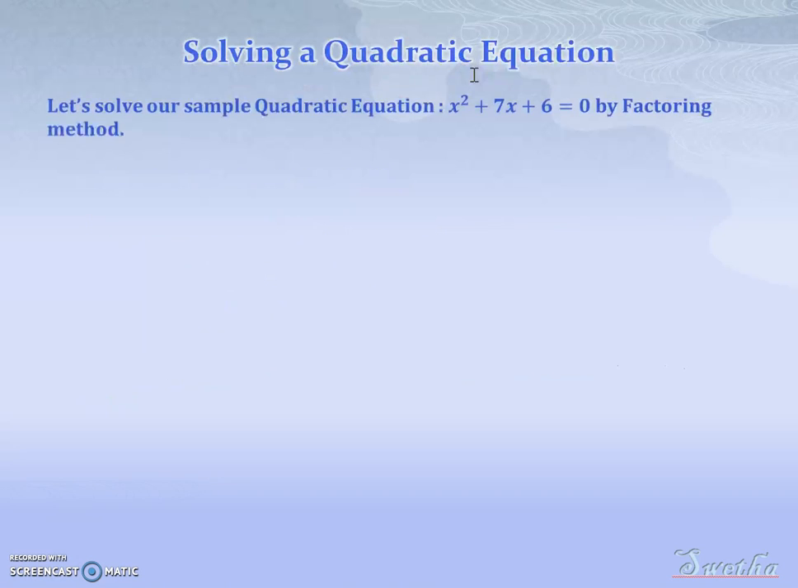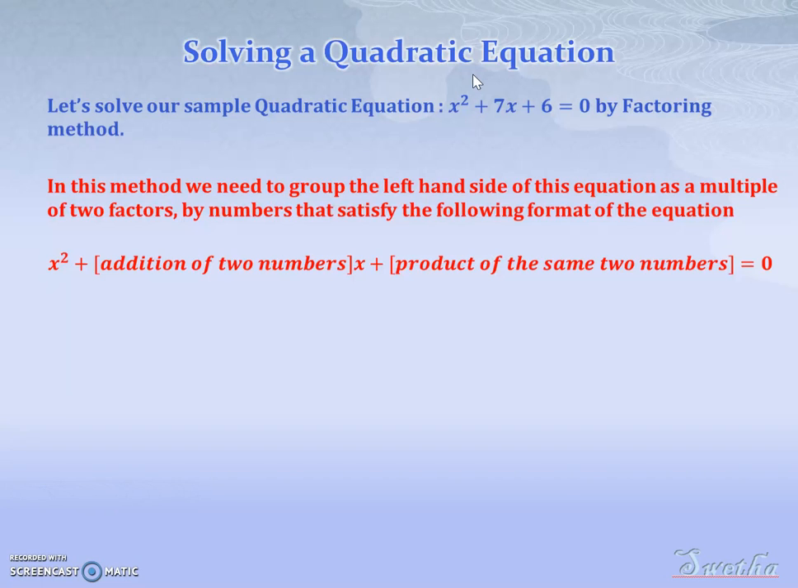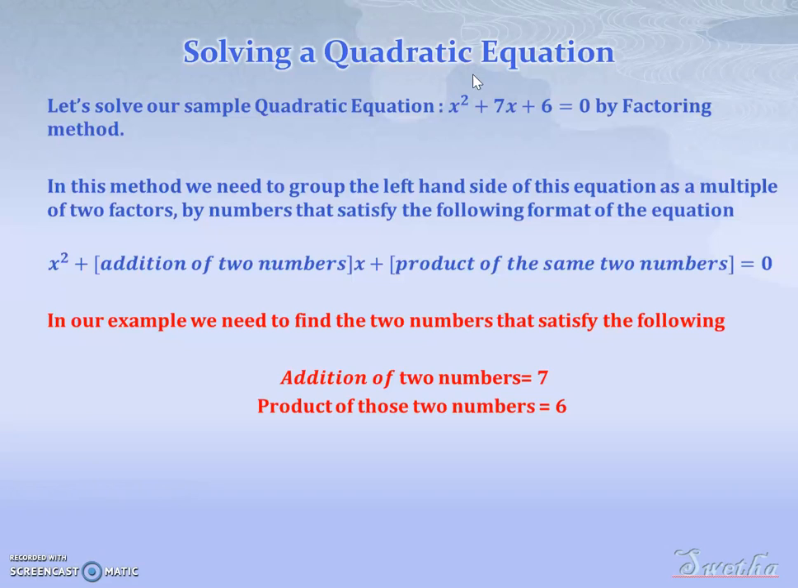Now let's use the factoring method to solve our sample quadratic equation. In this method, we need to group the left-hand side of this equation as a multiple of two factors by numbers that satisfy the following format of the equation. Let's do x squared plus the sum of two numbers times x plus the product of the same two numbers is equal to 0. In our example, we need to find the two numbers that satisfy the following: the sum of the two numbers should be 7, and the product of those two numbers should be 6.